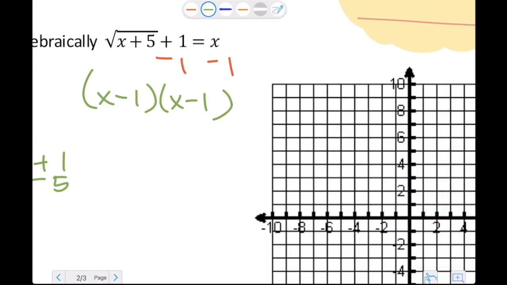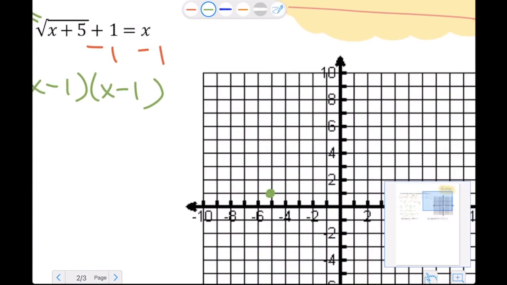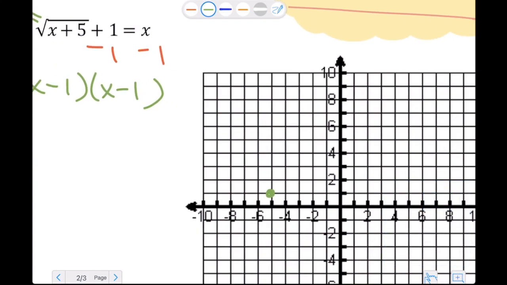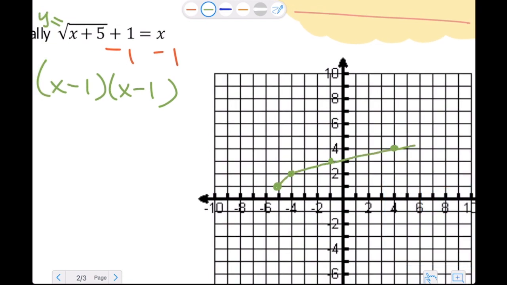For our first side of the equation, which we're going to set equal to y, we've got a square root function that's been moved left 5 and up 1. So I can go ahead and transform my function. Nothing's been stretched or compressed, so I'm going to go up 1 over 1, up 1 over 3, up 1 over 5. So here's my square root function.